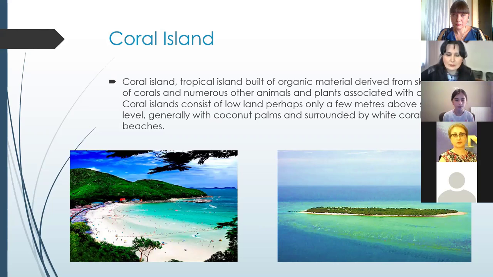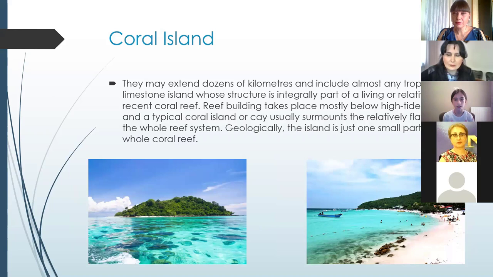They may extend dozens of kilometers and include almost any tropical limestone island whose structure is integrally a part of living or relatively recent coral reef. Reef building takes place mostly below high tide level, and a tropical coral island or cay usually surmounts the relatively flat top of the whole reef system. Geologically, the island is just one small part of the whole coral reef.